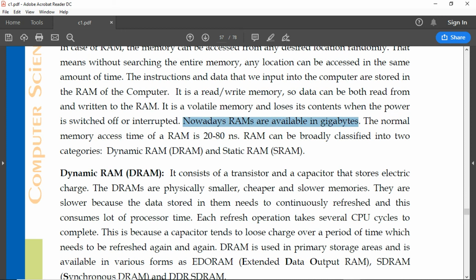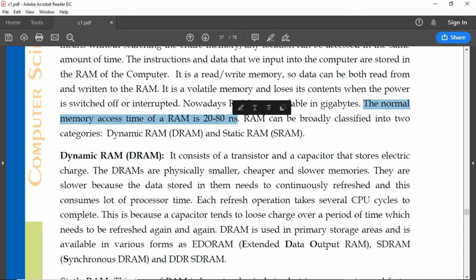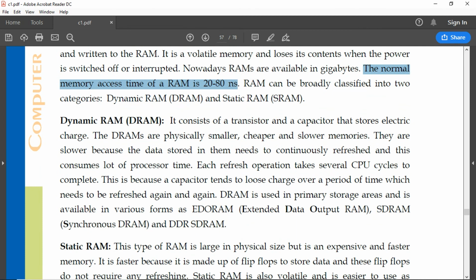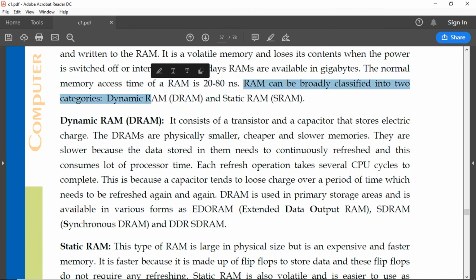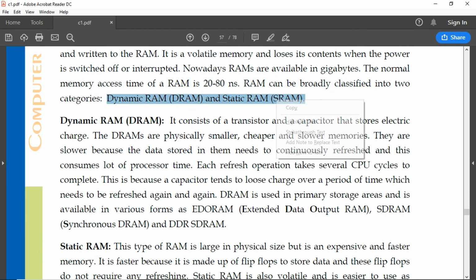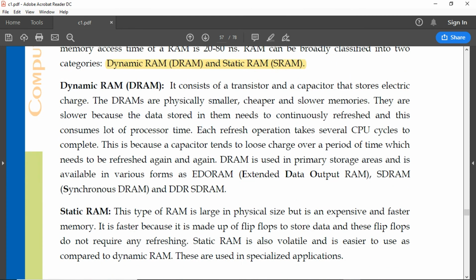Nowadays RAMs are available in gigabytes. The normal memory access time of a RAM is 20 to 80 ns. RAM can be broadly classified into two categories: dynamic RAM, DRAM, and static RAM, SRAM.